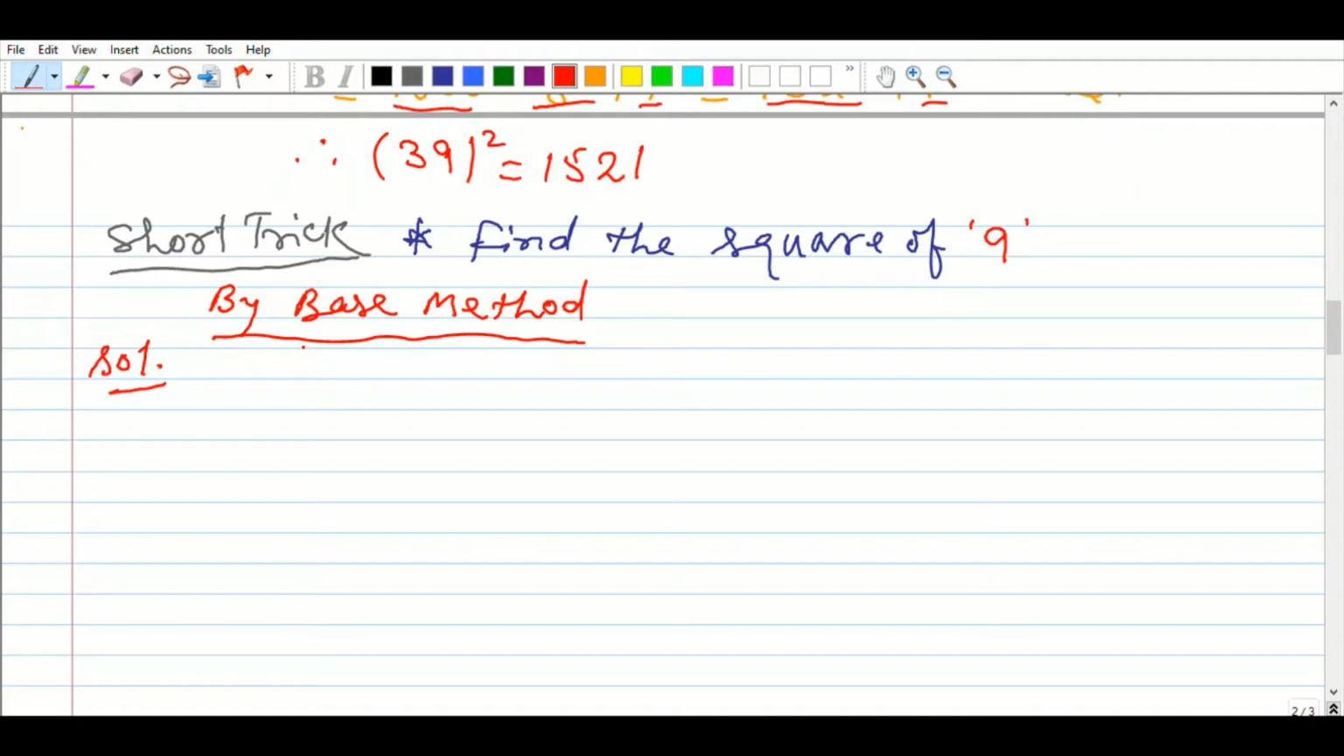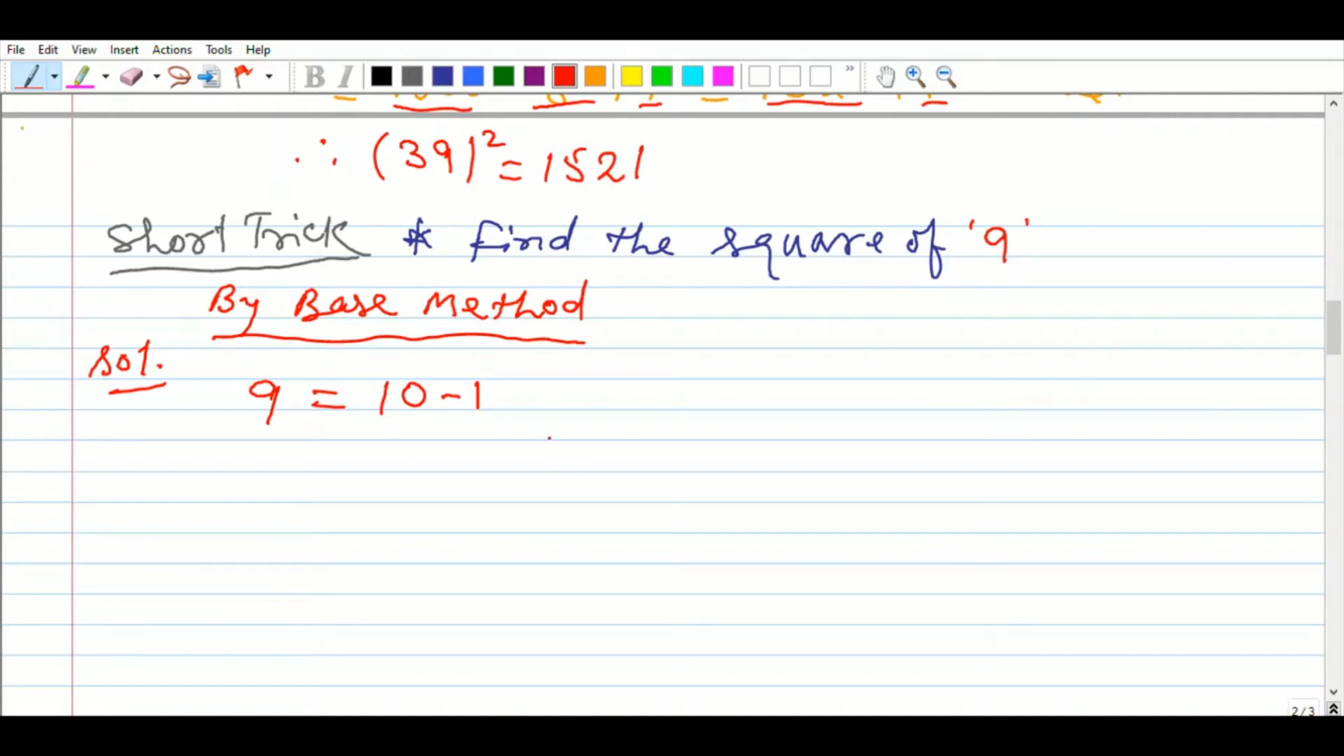Find the nearest power of 10 as the base. In this case, it is 10. Very good. So, we can write 9 is less than 10 by 1. So, we can write 10 minus 1. So, we can write 9 equal to 10 minus 1. Very good.